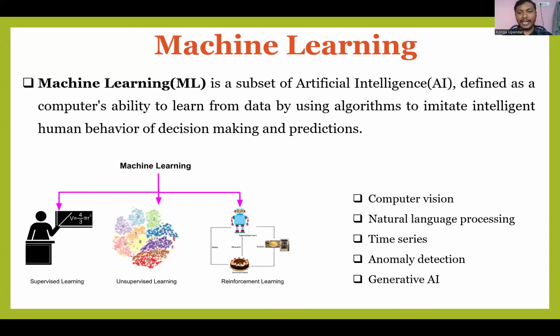Then NLP, natural language processing. What does it mean? Like reading documents, all of them are text processing. Everything comes under natural language processing. Next one is the time series problem. Every day we check Google: what is today's temperature, what about tomorrow, whether there will be rain in a week. That is called a time series problem. There also we use machine learning.